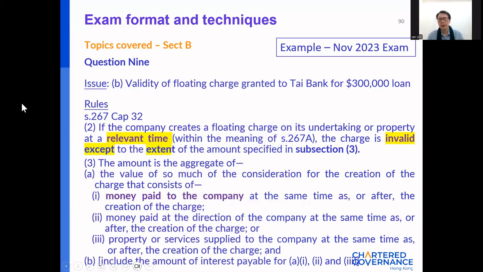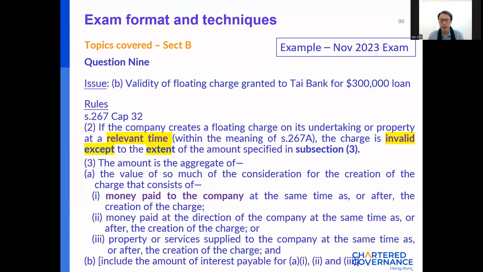Okay, what about the second one? Validity of floating charge granted to Thai Bank for the 300,000 loan. So since it's a floating charge, and I mentioned it happened not long before the start of the liquidation, most likely Section 267 will be relevant. So there are a number of sections the liquidator can use, but 267 is specifically for floating charge. So anytime you see a questionable floating charge, it will be good to start with this one first.